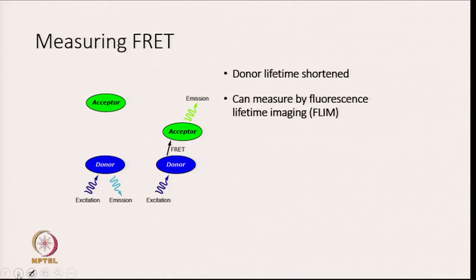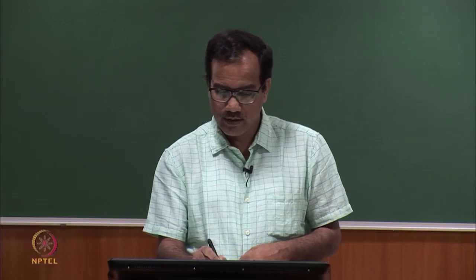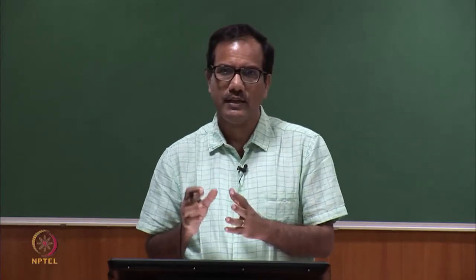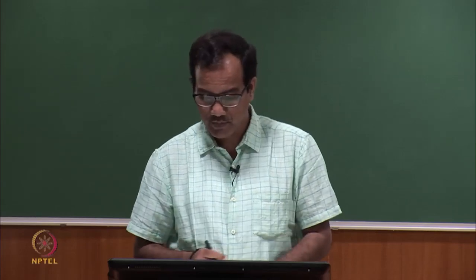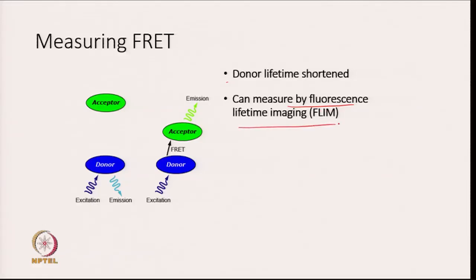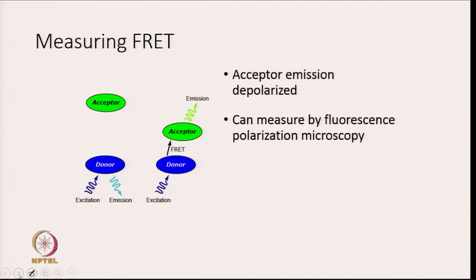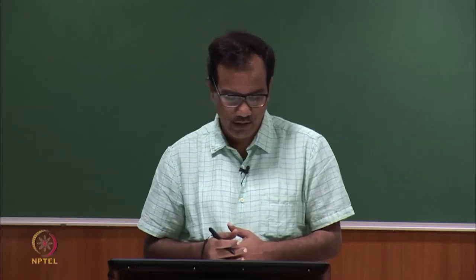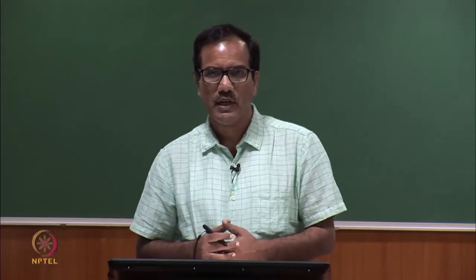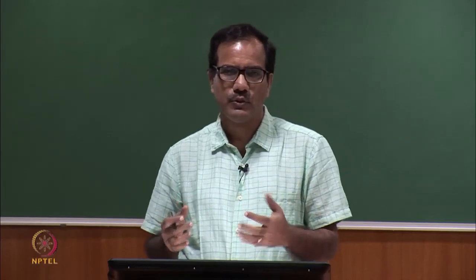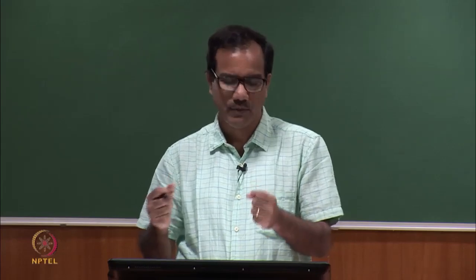So measuring the distance basically using FRET can be done by using the fact that donor lifetime shortens when donor and acceptor are near to each other, and that is utilized by fluorescence lifetime imaging, FLIM, to look at the distance between donor and acceptor. FRET can also lead to acceptor emission depolarization, and that can be measured by fluorescence polarization microscopy, and again that can be used to gain information about the distance between donor and acceptor.